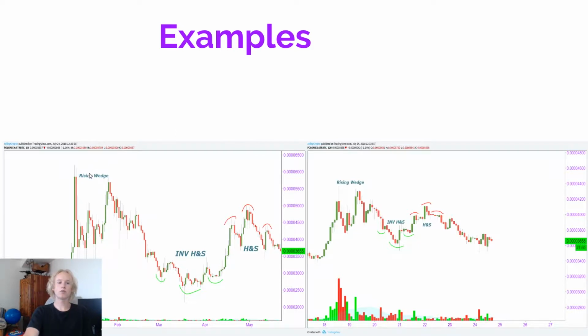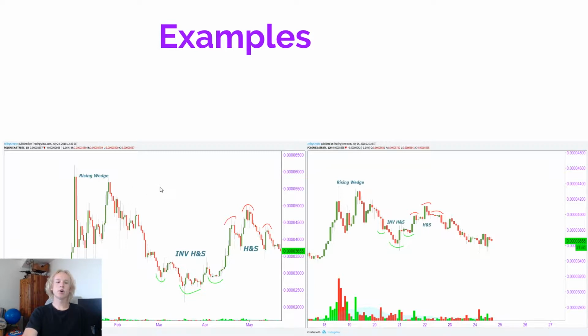This is an example of Stellar Lumens. We had this rising wedge followed by a little double bottom, and then we got topped out. We retraced, and then we went into a left shoulder, head, and then right shoulder of an inverse head and shoulder pattern. And then up here we went into the same pattern, except it reversed to a regular head and shoulder. Left shoulder, head, right shoulder, and then we retrace.